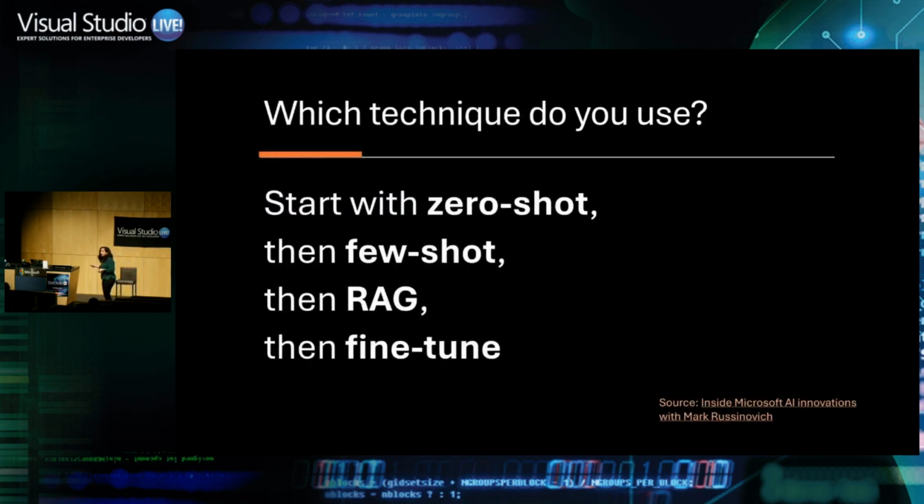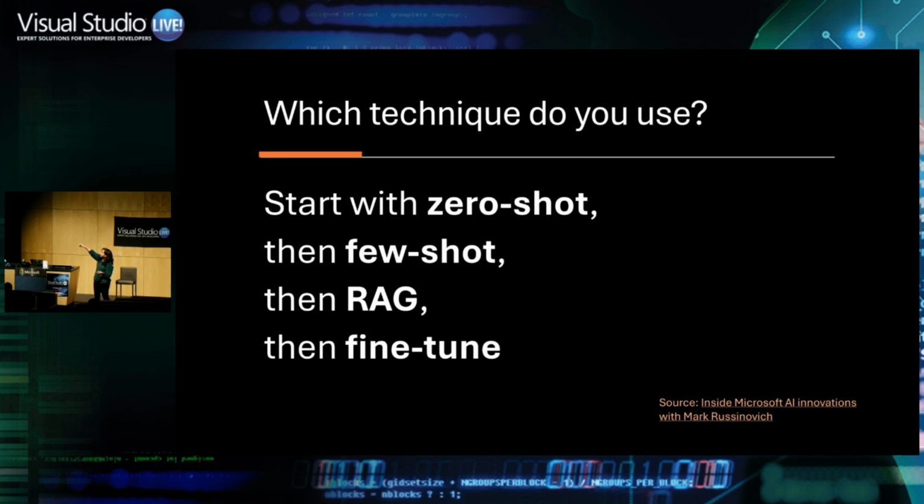So what's the recommendation here? This was a great recommendation from Mark Russinovich. He said, start with zero shot. Just send the prompt to the model and ask it for what you need for your application and see if it does it well, consistently. If that doesn't work, then try few shot. Send the prompt to the model, give it some examples, and then see what it returns.